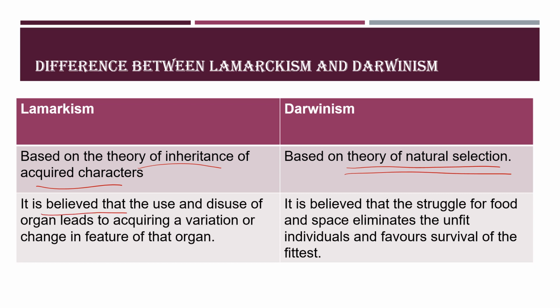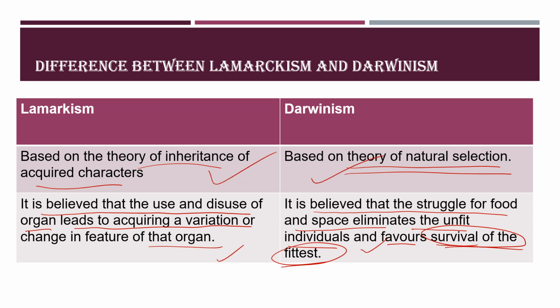Now in Lamarckism it is believed that use and disuse of organs leads to acquiring a variation or a change in the feature of that organ. And in Darwinism, it is believed that struggle for food and space eliminates the unfit individuals and favors the survival of the fittest. So the unfit individuals, those who are unable to survive due to space and food problems, are being rejected. So these are the main 2 points of difference between Lamarckism and Darwinism.